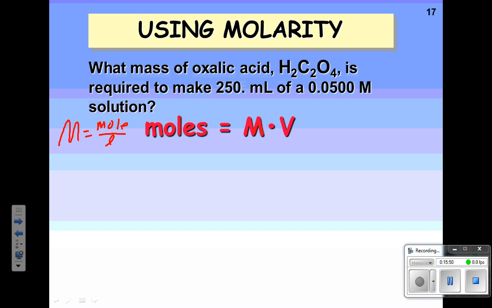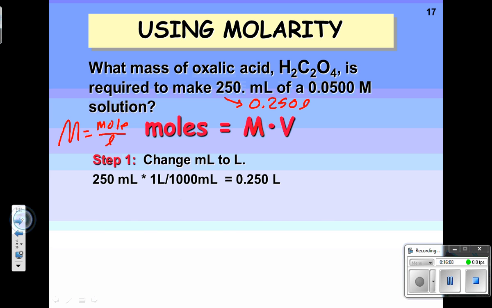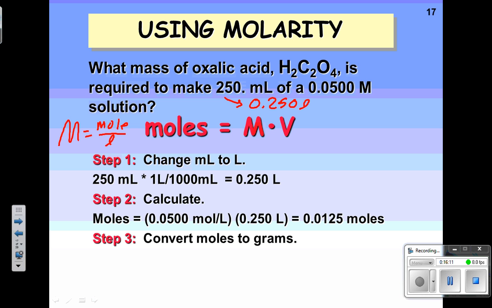I just rearranged it. Everybody okay? All right. So step 1, change the milliliters to liters because it won't cancel out otherwise. So again, this is going to make it 0.250 liters, right? Because I divide it by 1,000. All right. Then we're going to put it in, just calculate it.